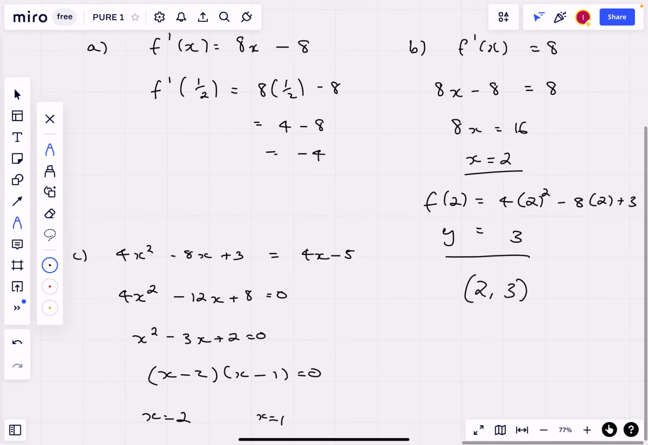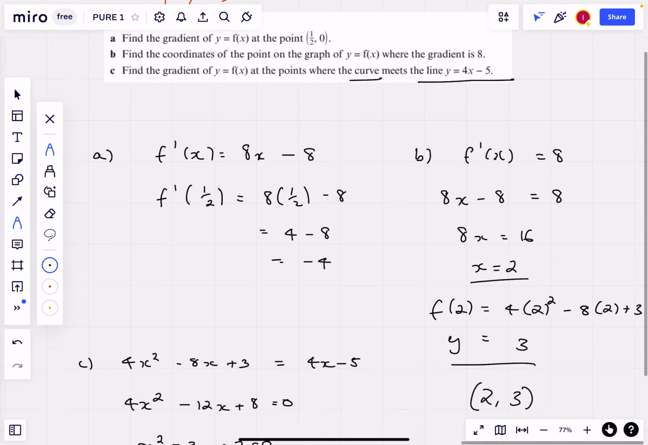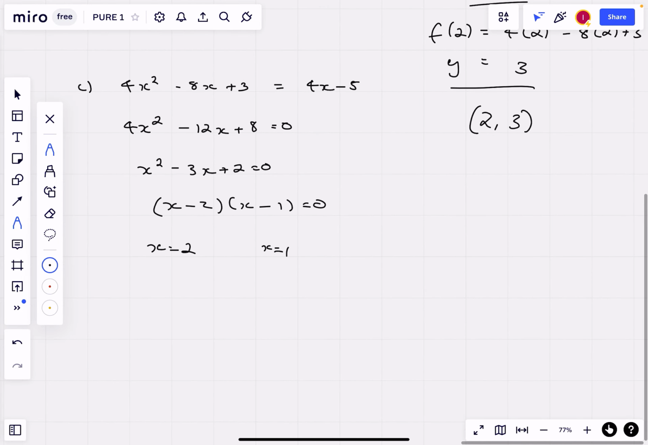Okay, you want the gradients at those points. So when x equals 1, f dash of 1 is 8 times 1 minus 8, which is 0. So at the x coordinate 1, your gradient is 0. At the x coordinate 2, your gradient is 8. There you go. That's how you do it.